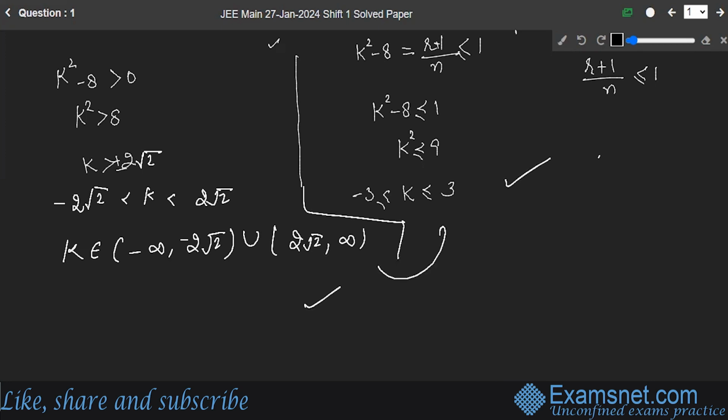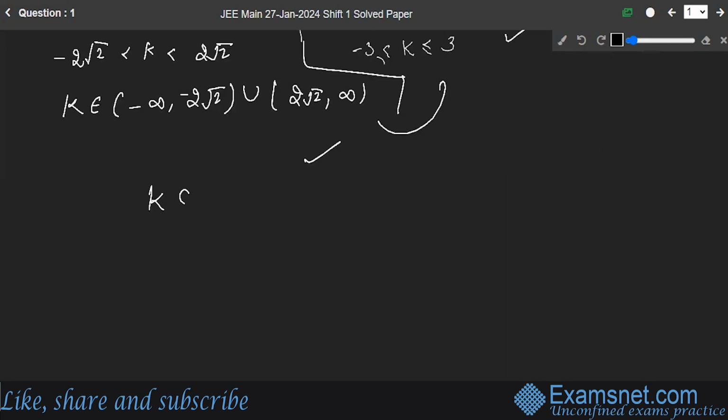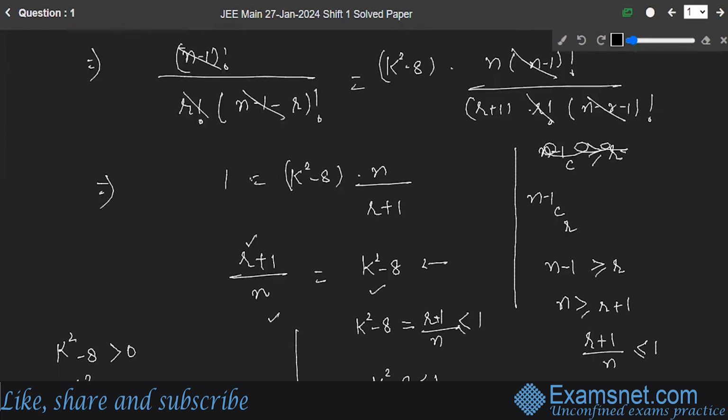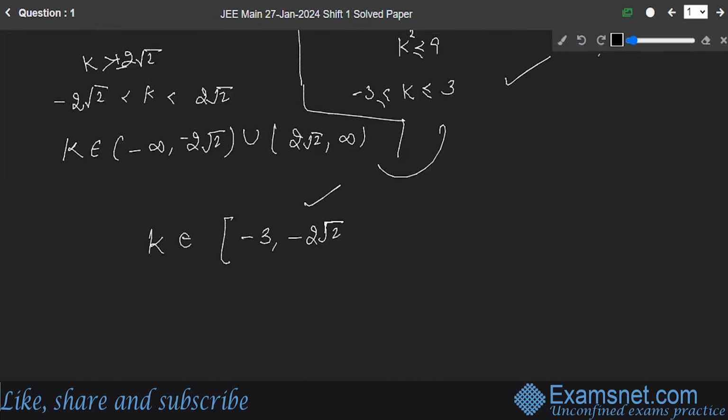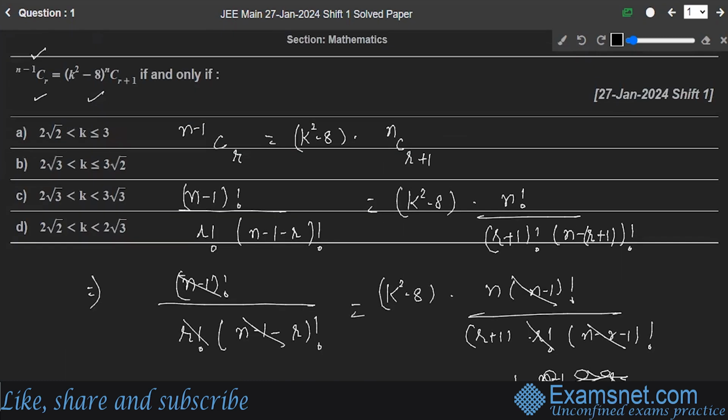Combining both of them, you will get that k lies between minus 3 and minus 2 root 2, closed, union 2 root 2 and 3. So this is the required answer to the question. Let's check with the options. I think the first one. Yes, this is the right answer to the question. Hope you're clear with this.